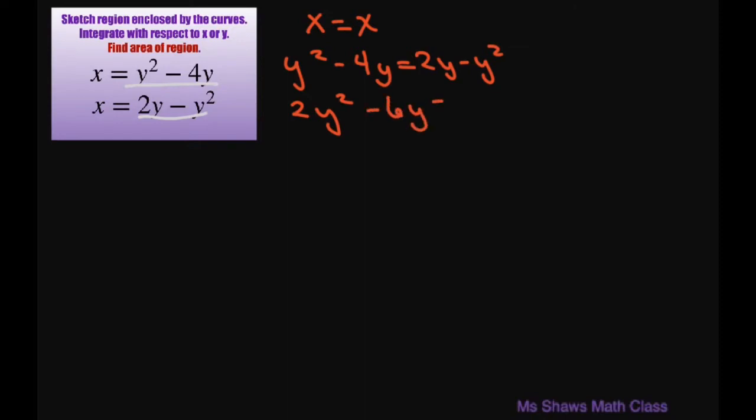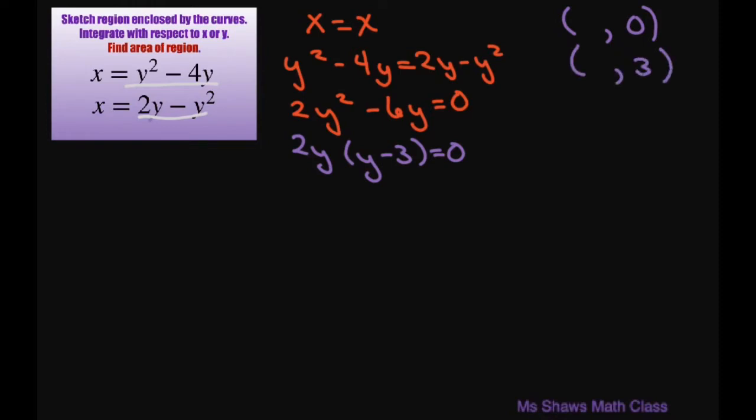Since we have x equals x, let's do y squared minus 4y equals 2y minus y squared. You add y squared to both sides, you get 2y squared, and subtract 2y, you get minus 6y equals 0. Let's factor out a 2y, and that's going to give you y minus 3 equals 0. So we have y equals 0 and y equals 3.